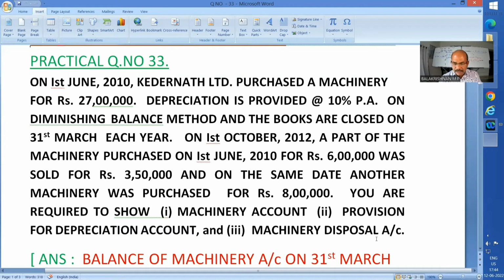Well, I am preparing the depreciation account also, so that it becomes full-fledged and full double entries are reflected in our complete set of accounts.